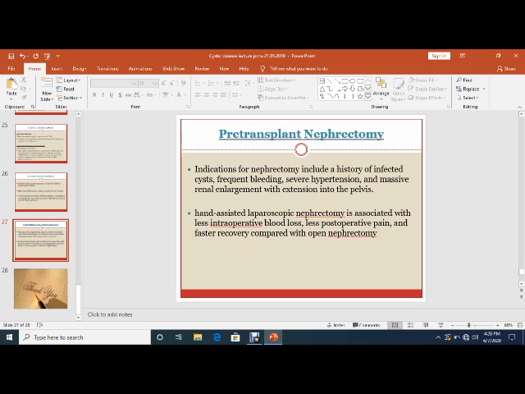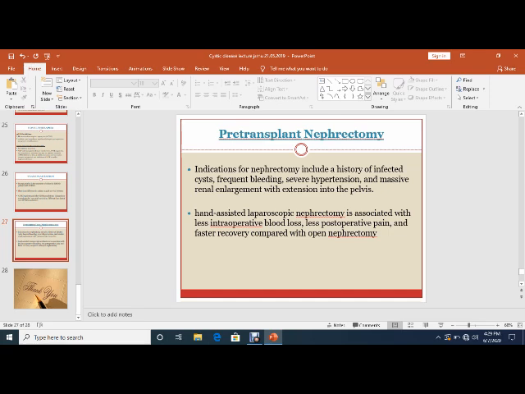Sometimes these patients require nephrectomy. In polycystic kidney, nephrectomy, removal of the kidney, is usually not indicated, but there are certain indications. When you go for the kidney transplant, pre-transplant nephrectomy is indicated. The indications for pre-transplant nephrectomy include a history of infected cyst, recurrent infected cysts, or frequent bleeding from hemorrhagic cysts, or, due to compression by the cysts, activation of the renin-angiotensin mechanism or more erythropoietin hormone secretion, severe hypertension, and massive renal enlargement of the kidney with extension into the pelvis. So pre-transplant nephrectomy is required.